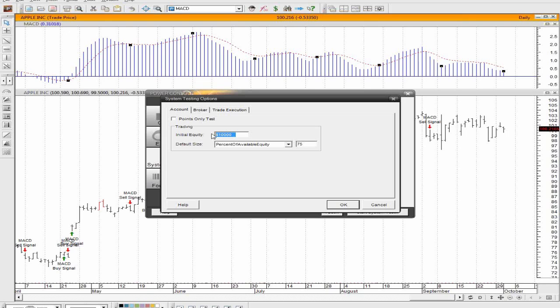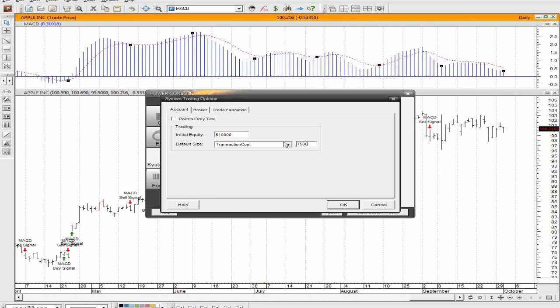I'm going to uncheck that, and I'm going to say I'm going to trade $10,000. This is the amount of money that I have in my trading account, in this case, my hypothetical trading account. In terms of default size, how do I want to trade? If I get a signal, do I want to take 75 shares at a time? Then I'd say number of units, 75 shares. If I wanted to base it on a transaction cost, if I put $750 in here, it would buy enough Apple stock to get to $750, or 7,500, or whatever size you wanted to go to.